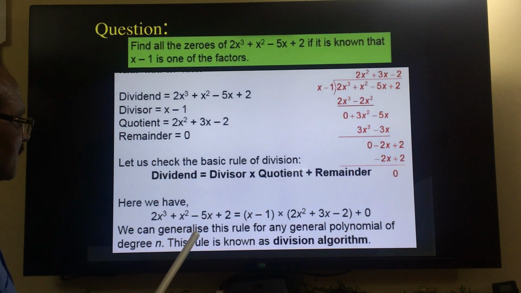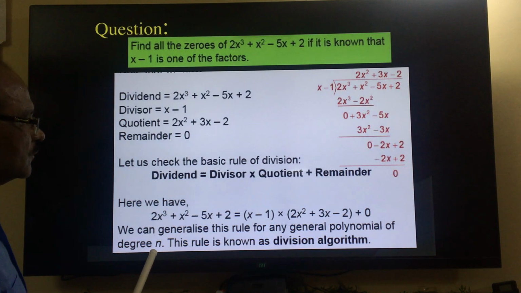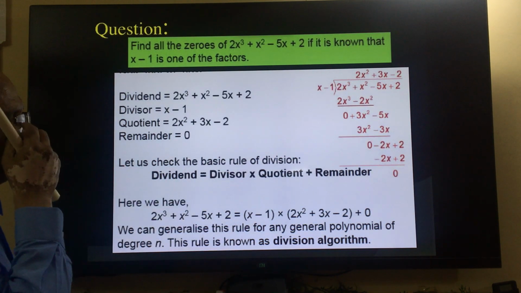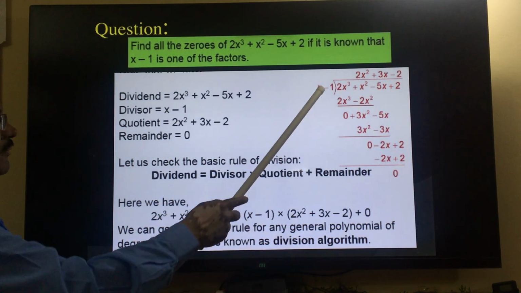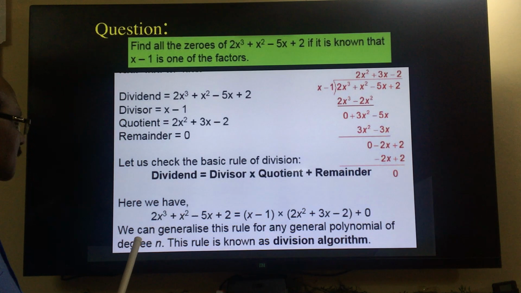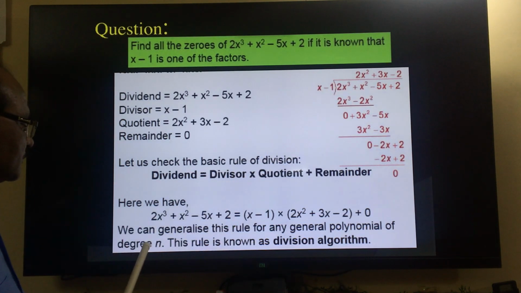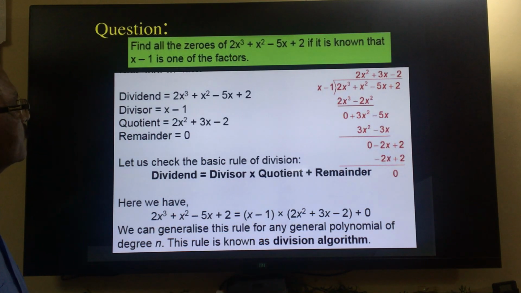So we can generalize this rule for any general polynomial of degree n. Whatever may be the degree, here the degree is 3, it may be 4, but till 10th class normally we get a quotient of power 4 at maximum. So we can divide any polynomial by this divisor, and that polynomial may be of any degree n. This rule is known as the division algorithm.